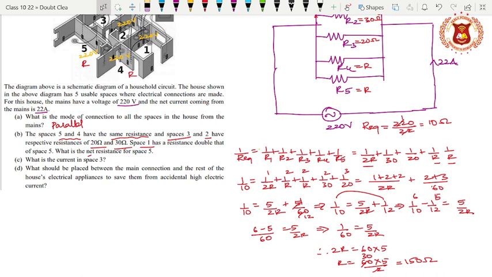What is the net resistance of room 5? The net resistance is R. Therefore room 5 has a resistance of 150 ohms, right? R is equal to 150 ohms.